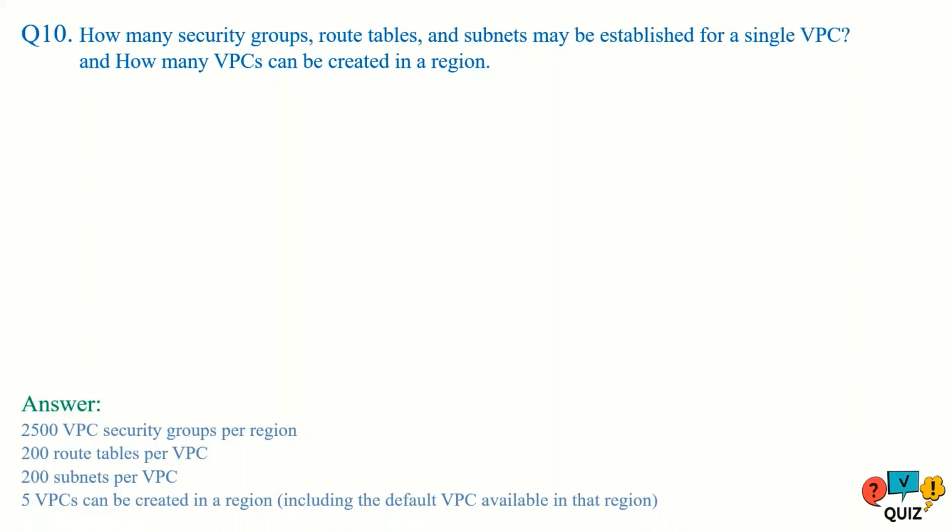The answer is 2,500 VPC security groups per region can be created. 200 route tables can be created per VPC. When we have 200 route tables, of course, we will have 200 subnets as well. So this is related to the first question, how many security groups, route tables, and subnets may be established for a single VPC. And for the next question, how many VPCs can be created in a region? It is 5 VPCs. By default, there will always be one VPC in each and every region. Apart from that, you can create 4 more VPCs.